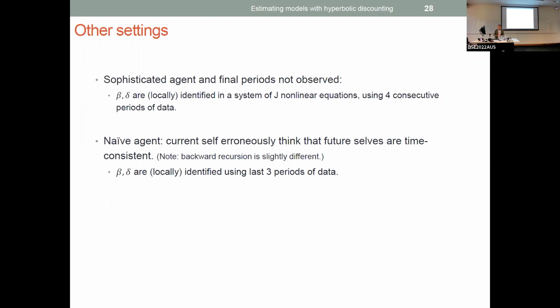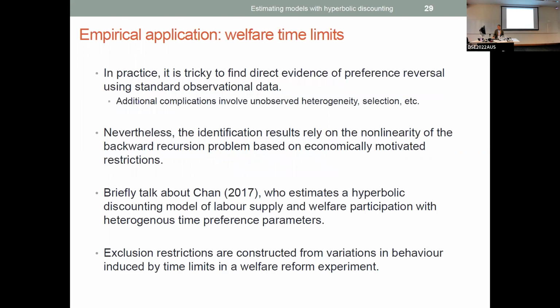There are some results about naive agents, which I mentioned before, which assumes that the current self erroneously thinks that the future selves are time consistent. And the backward recursion is largely the same, but just a little bit different. I'll talk a bit about that when talking about the empirical application.